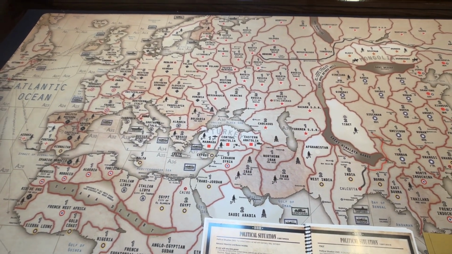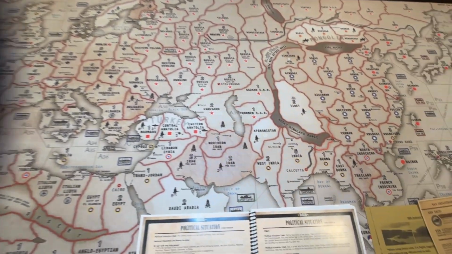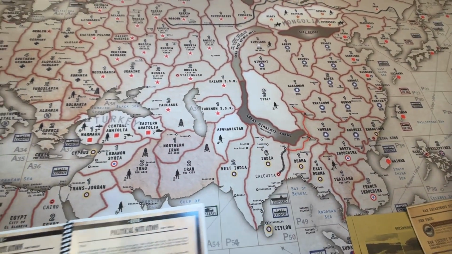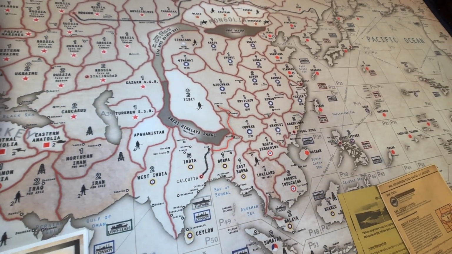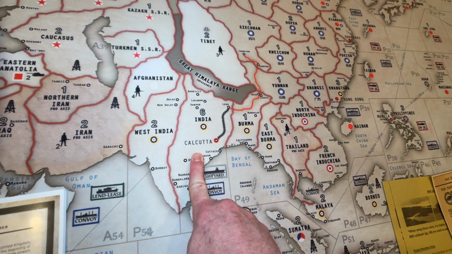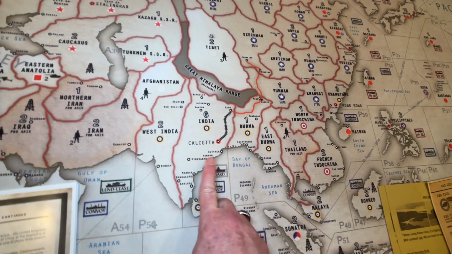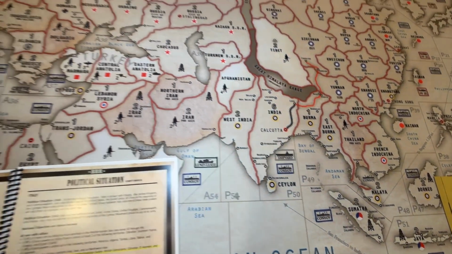With the UK here, if Japan attacks them, if it declares war on them in the Pacific, they get a bonus infantry here in India representing volunteer Indian fighters. If the UK declares war, however, that doesn't happen. That's interesting.